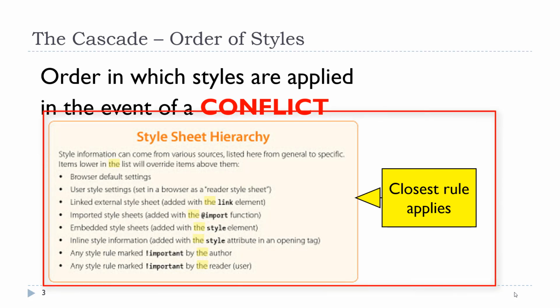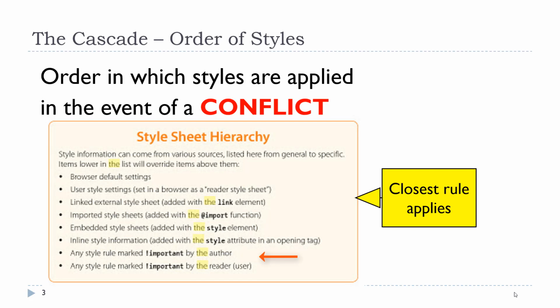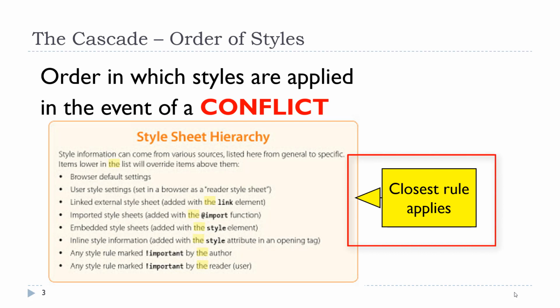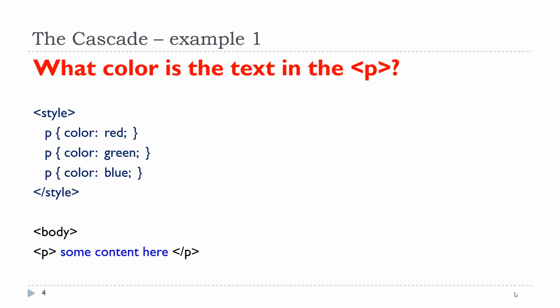And here we have the style sheet hierarchy. Reading from the bottom up, the important directive will take precedence first, then the inline style, embedded style, the @imports, the link, the user settings if they exist, and the browser defaults. So essentially, the closest rule to the element will take precedence.